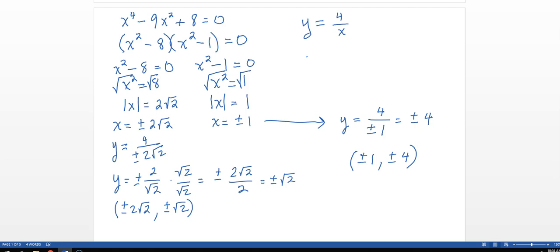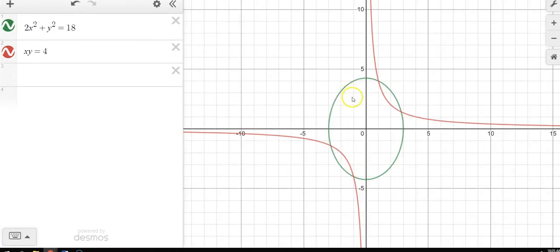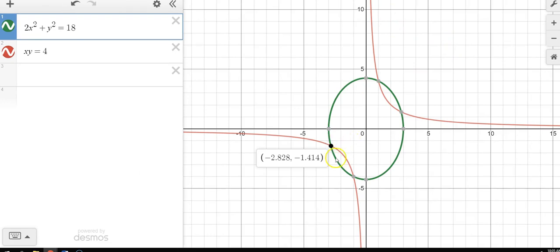So let's take a quick look at this scenario graphically. And I see that one of my solutions is negative 2.828, comma, negative 1.414. One of my solutions is negative 1, comma, negative 4. The other solution is 1, comma, 4. And then finally 2.828, comma, 1.414.